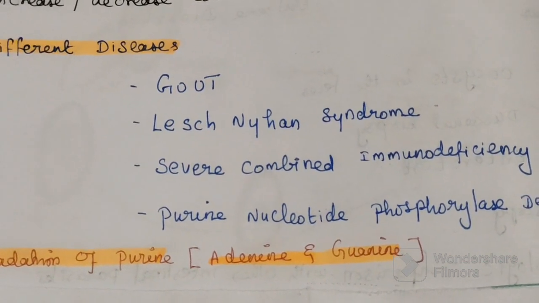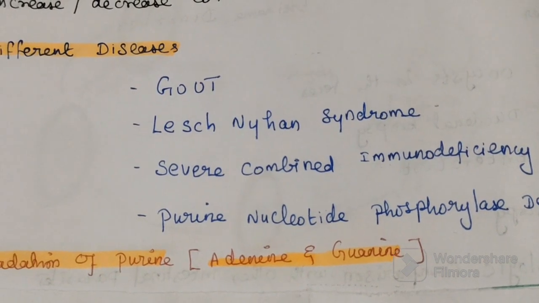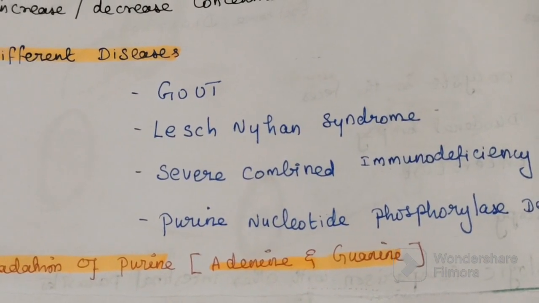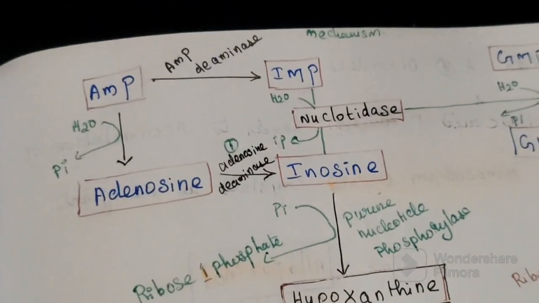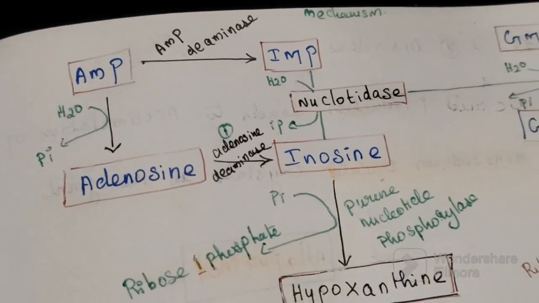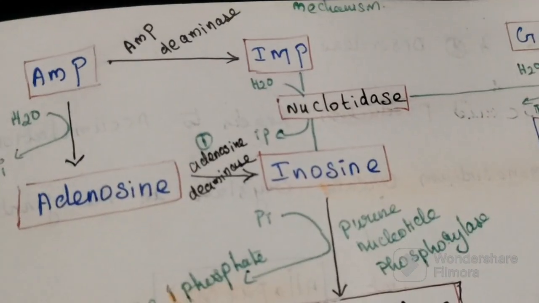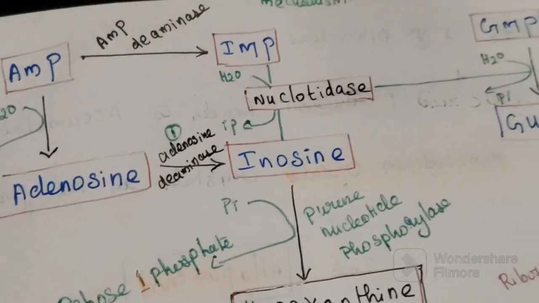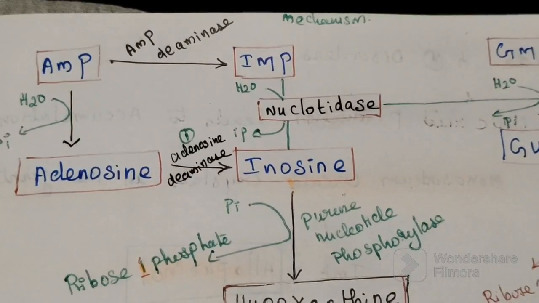Coming to degradation of purine, adenine and guanine are the purines. In metabolism, the nucleotides are adenosine monophosphate, inosine monophosphate and guanosine monophosphate.